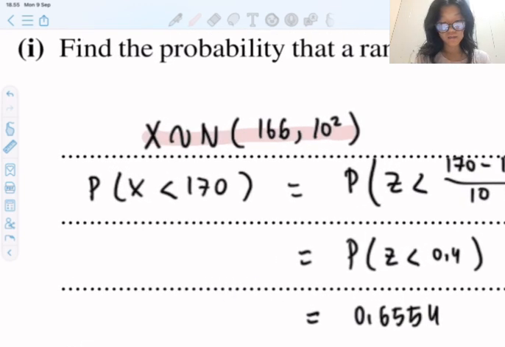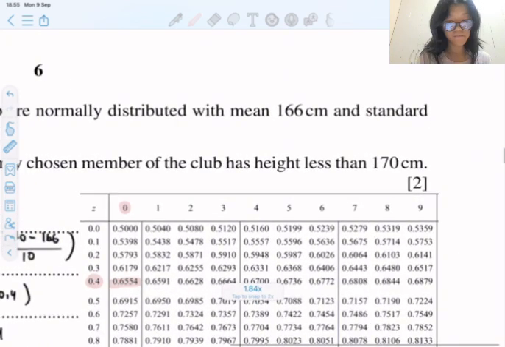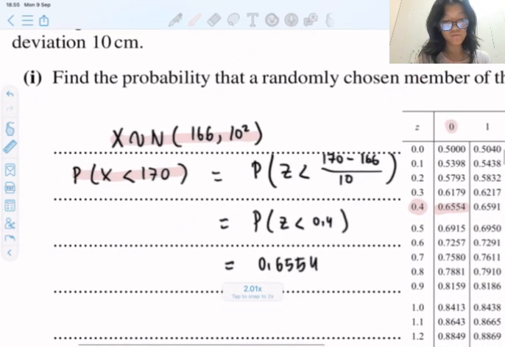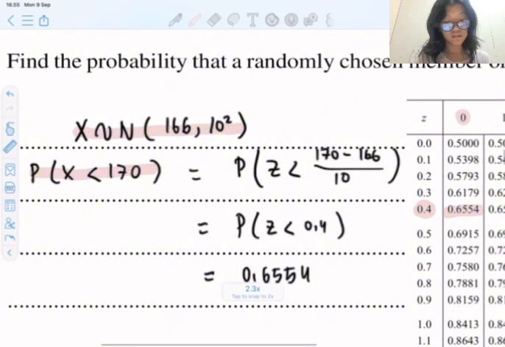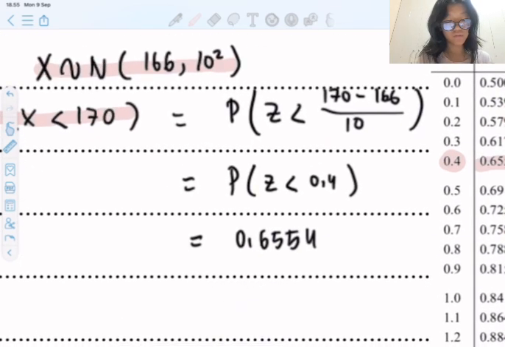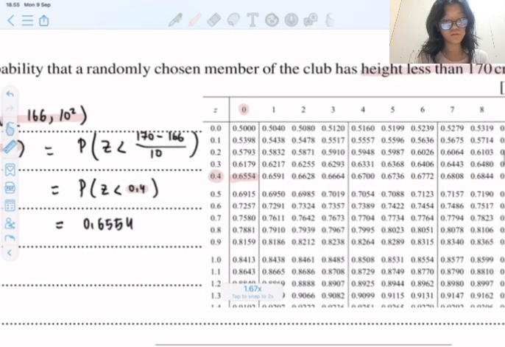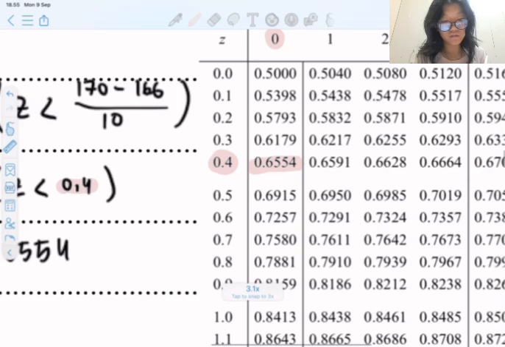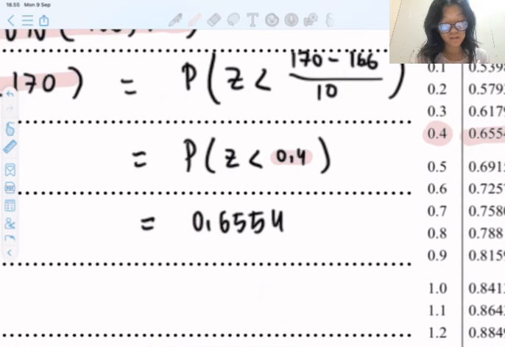Probability X is less than 170 based on the question. So the formula for this one is probability Z is less than 170 minus 166 over 10, which you will find is probability Z less than 0.4. And based on the table, 0.4 is right over here. So the probability is 0.6554.